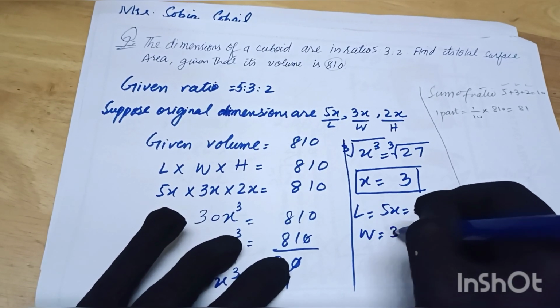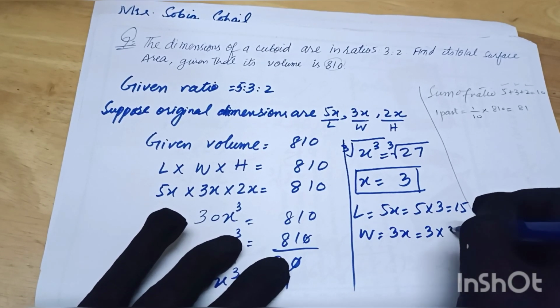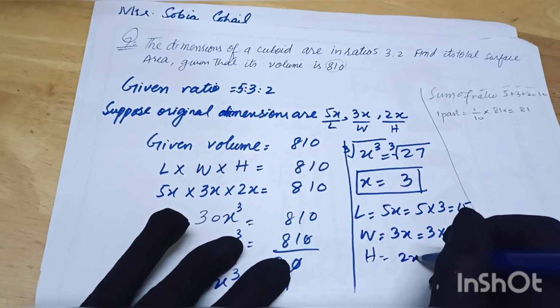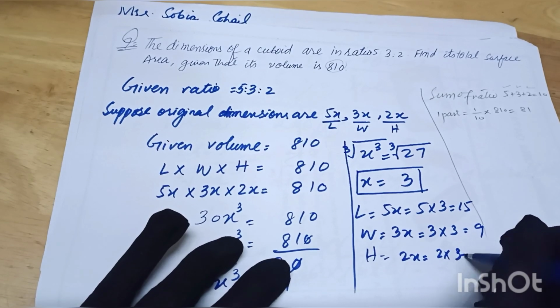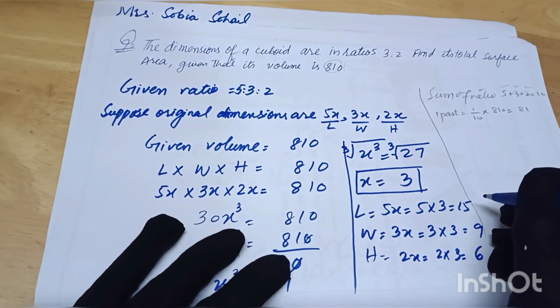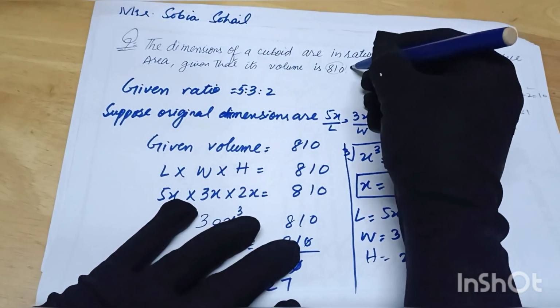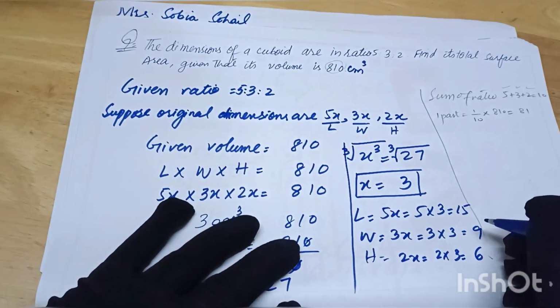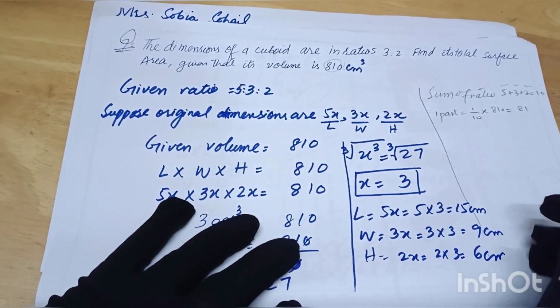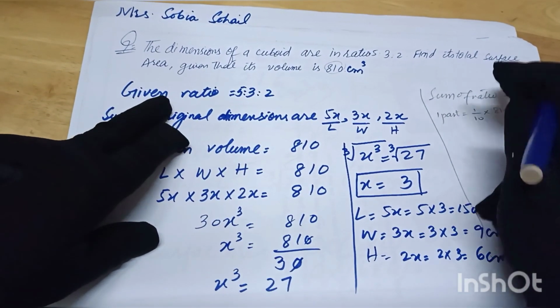Width will be equal to 3x, that is 3 times 3, that is 9. And height is equal to 2x, that is 2 times 3, that is 6. Units were used with 810, that was centimeter cube. So these are also centimeter, centimeter and centimeter. Still you need to find out the surface area.